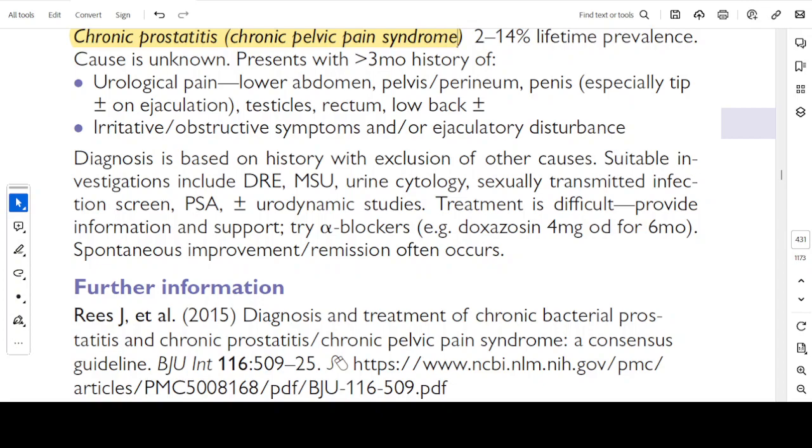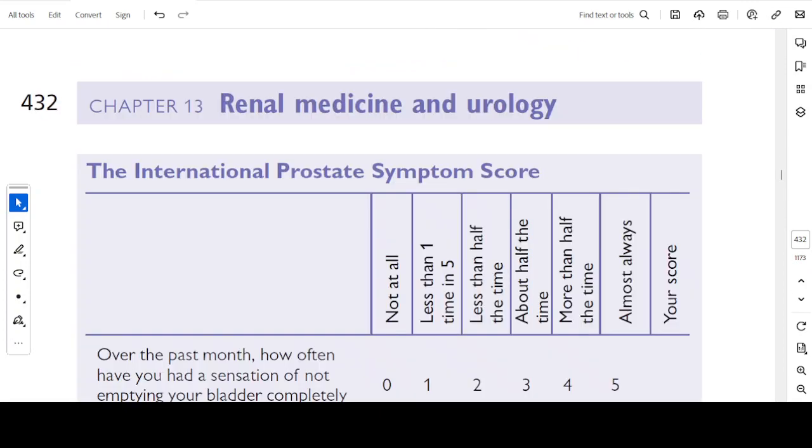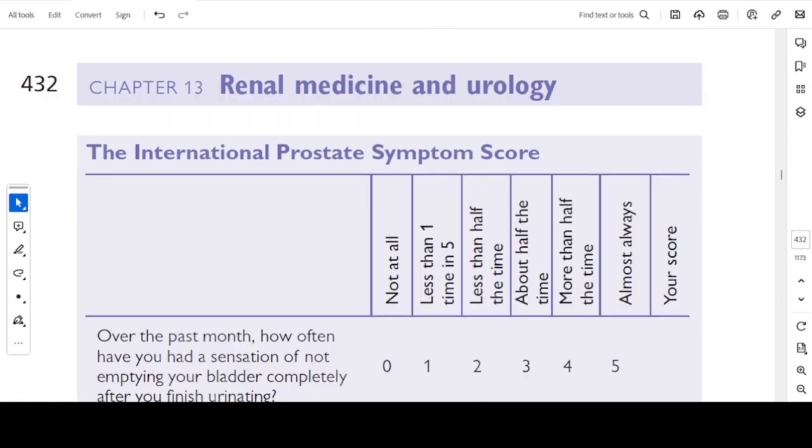Suitable investigations include a digital rectal examination, midstream urine sample, urine cytology, sexually transmitted infection screen, PSA plus urodynamic studies. Treatment is difficult; provide information and support. Try alpha blockers, doxycycline 4 mg OD for 6 months. Spontaneous improvement or remission often occurs. So for further management, you have been given references.